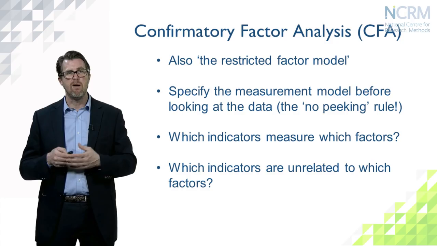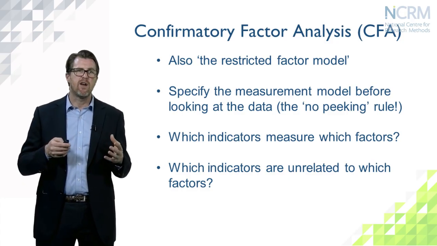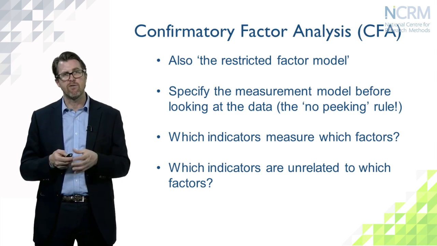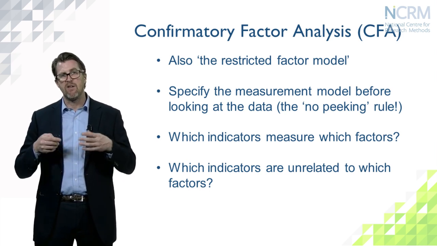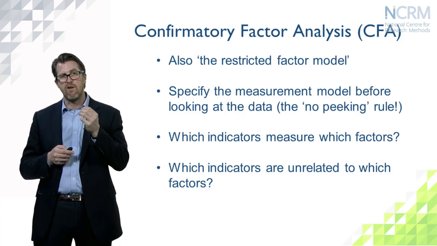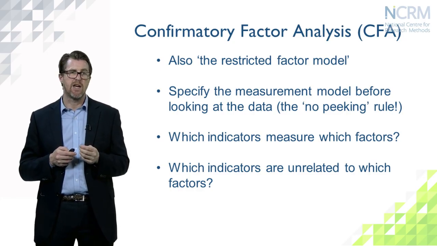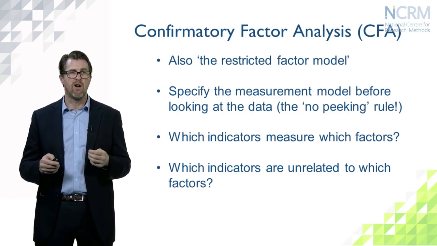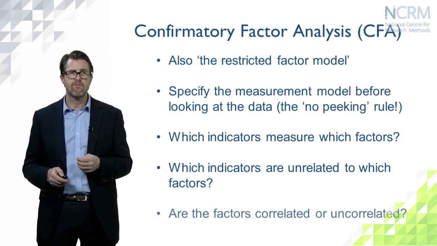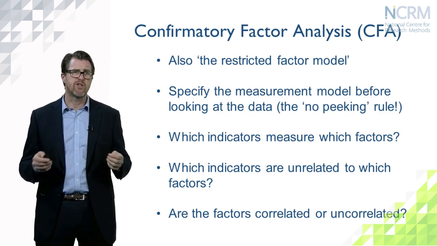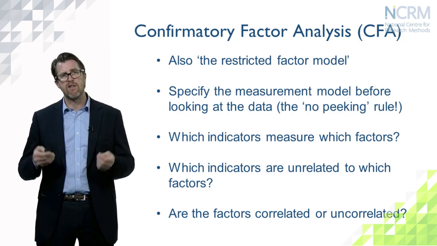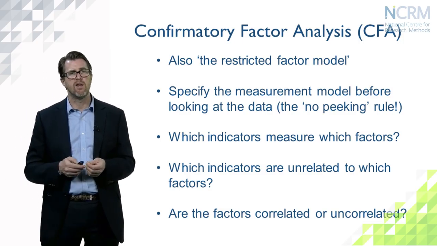And importantly, and this is the real distinction with EFA, is which indicators are unrelated to which factors. Remember, in an EFA, we say that every variable is related in some way, is allowed to correlate with every factor. In CFA, that isn't the case. We will say that the correlations or the covariances between some of the indicators and some of the factors is zero. We'll make that as a parameter restriction. And we will also need to answer questions about the correlations between the factors, rather than leaving that as a default assumption in the model.